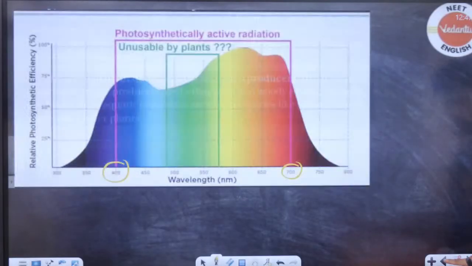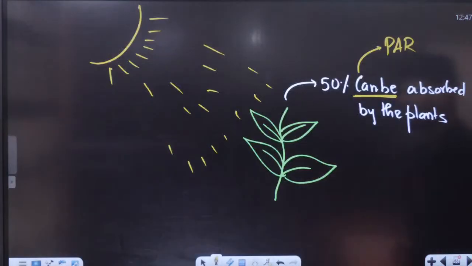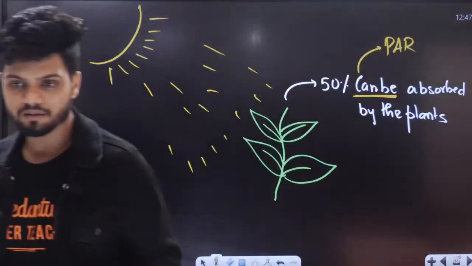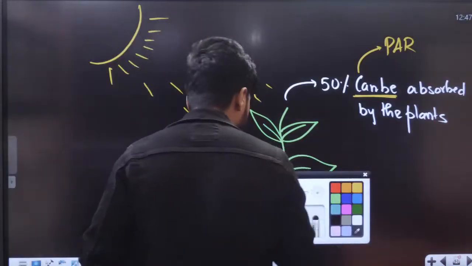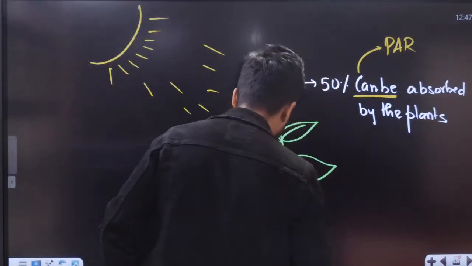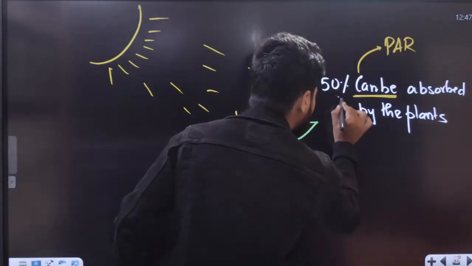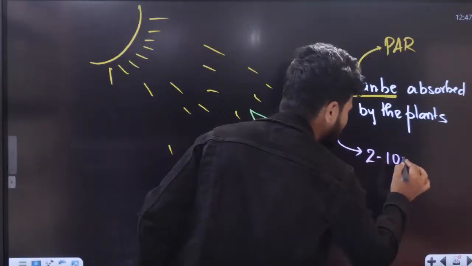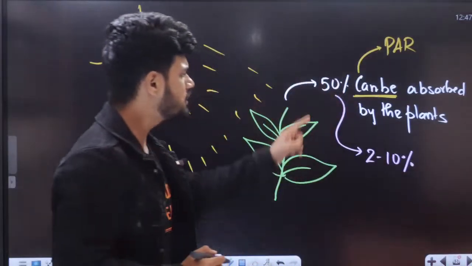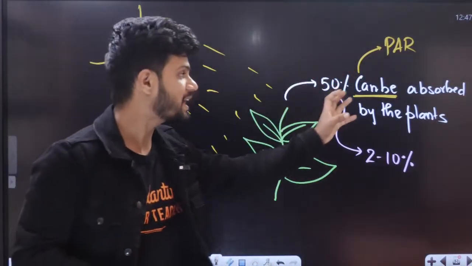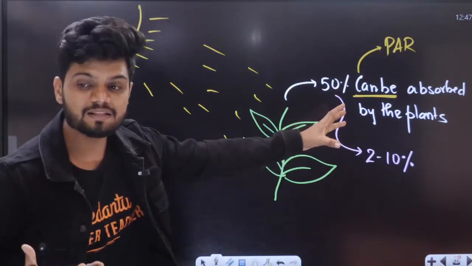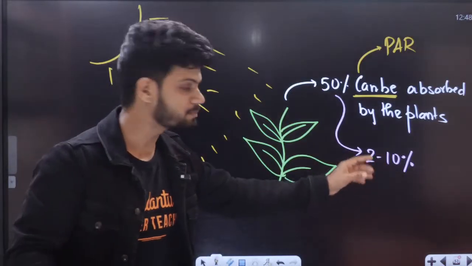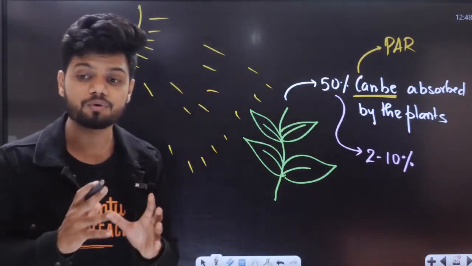But just because it can, will it absorb all the 50%? No. Plants are very picky. Out of this 50%, plants are only absorbing 2 to 10%. That's all. Out of this 50% of PAR, which can be absorbed, how much are the plants absorbing? Plants are only absorbing around 2 to 10%, which they use for photosynthesis.